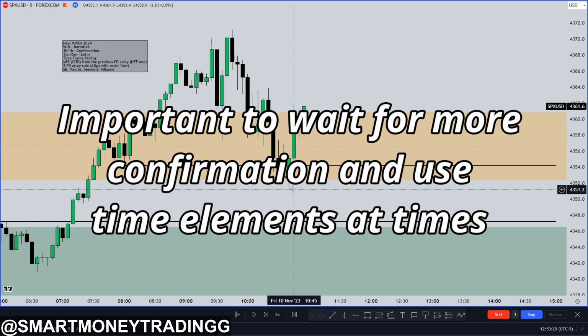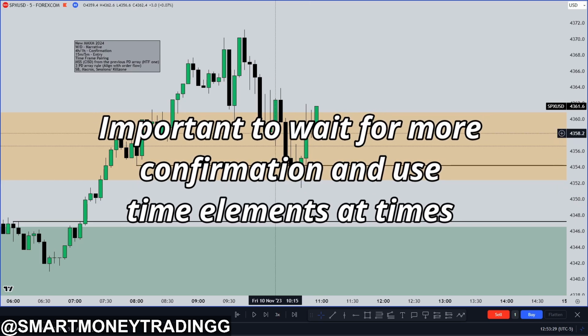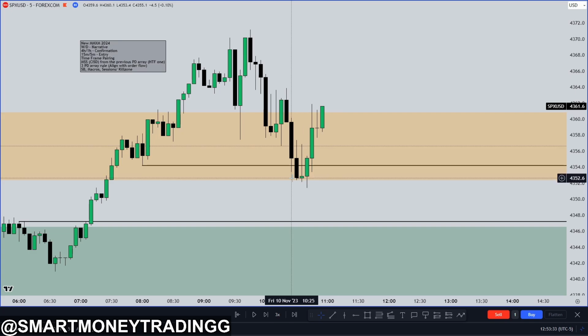And we hit the PD array there. Now it seems like we're forming a market maker buy model off of that 1 hour buy side imbalance with the inversion fair value gap on the 1 hour too. So you can see the bodies respected this inversion fair value gap pretty nicely. And eventually here, we're going to want to use time elements.